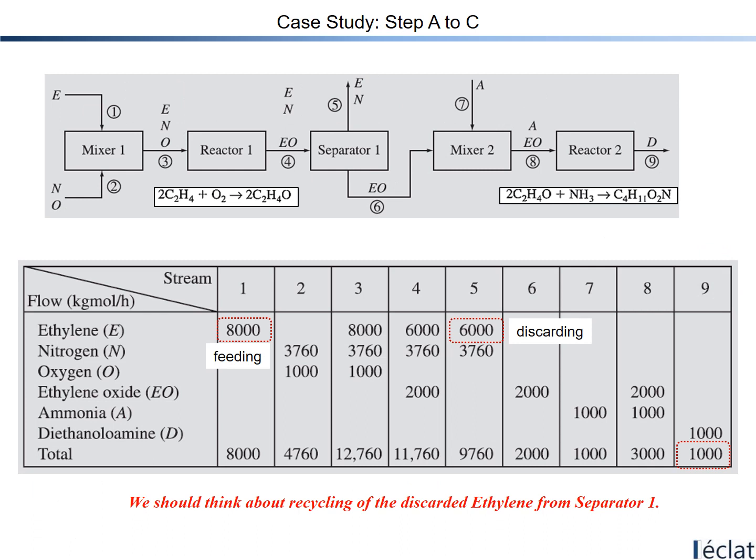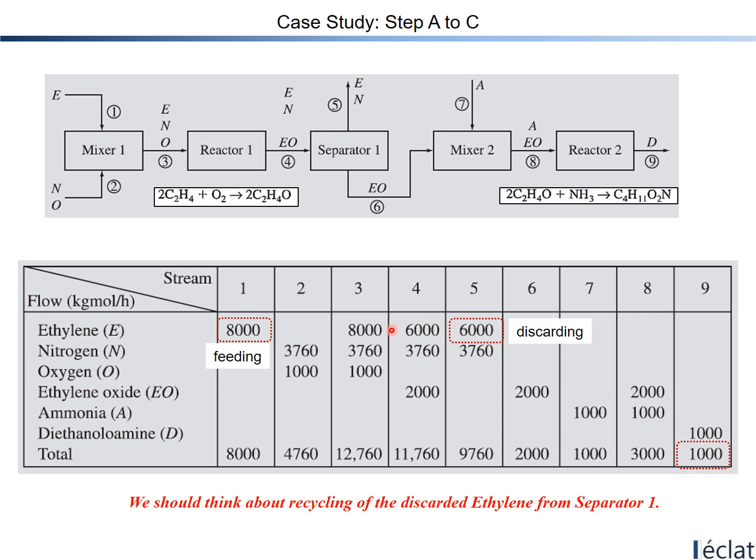So this is the result. And then let me check some values. How about this one? Stream 9 about diethanolamine, or DEA, was 1000 kilogram mole per hour. That was the basis. It was already a known value.